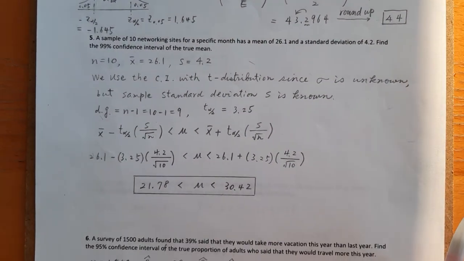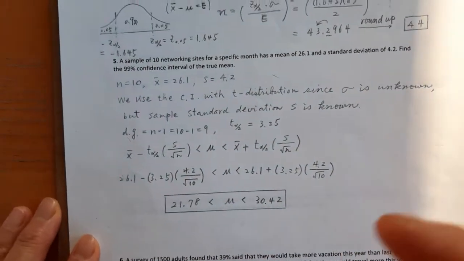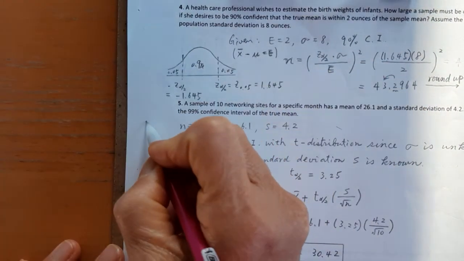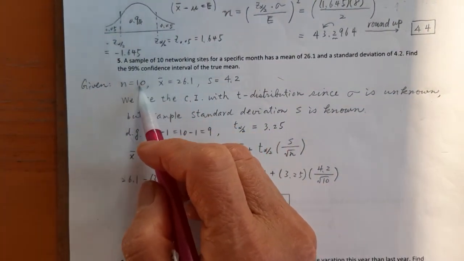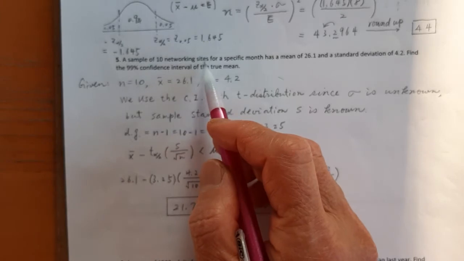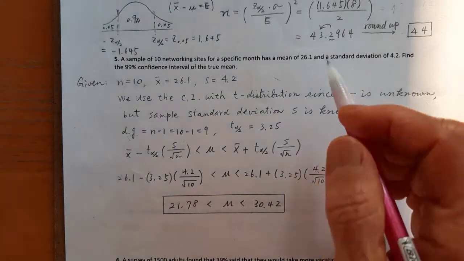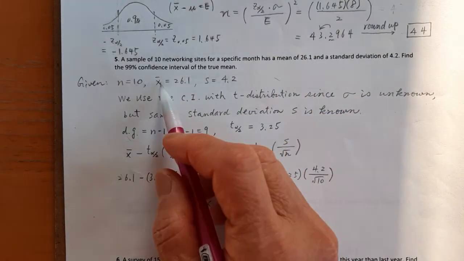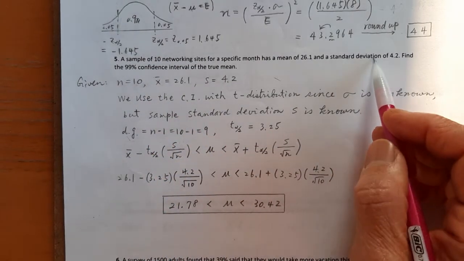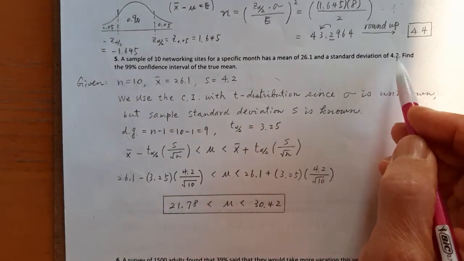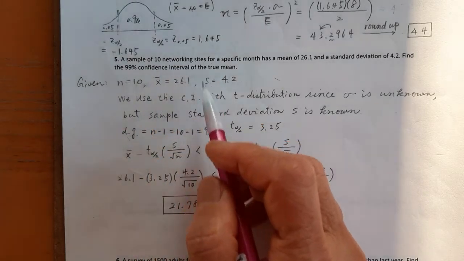That's question 5. A sample of 10. So those are given: the sample size n is 10. Networking sites for a specific month has a mean of 26.1, so the sample mean is 26.1, and the sample standard deviation s is 4.2. Find the 99% confidence interval.